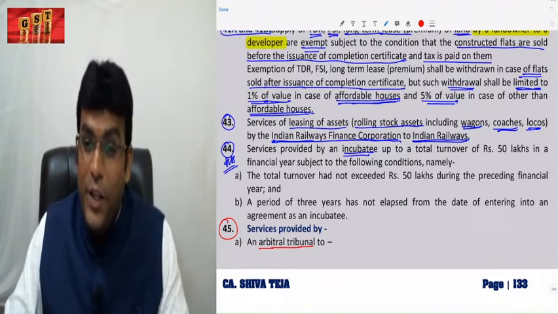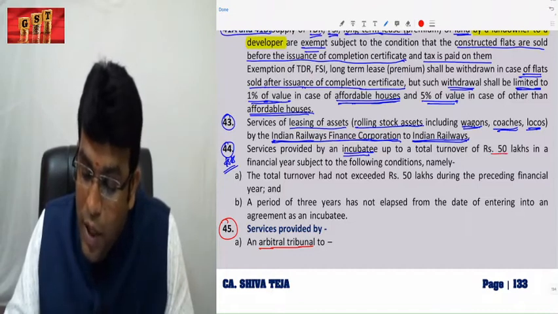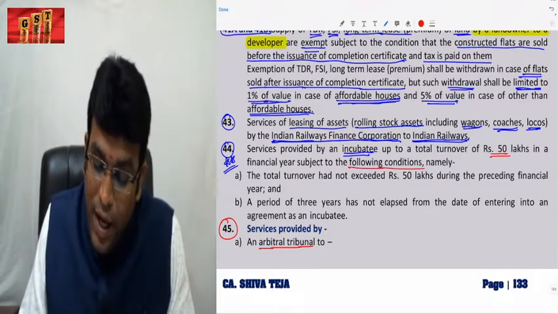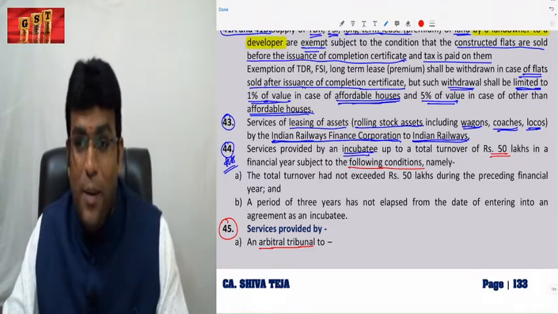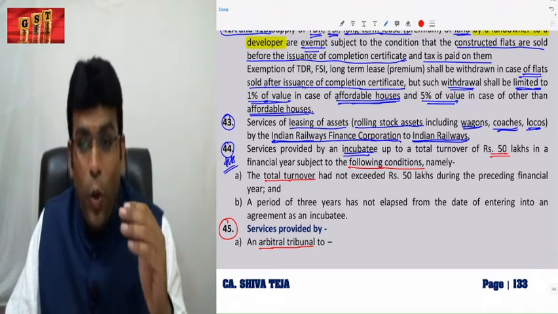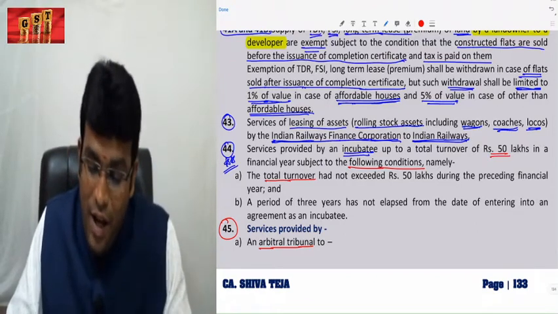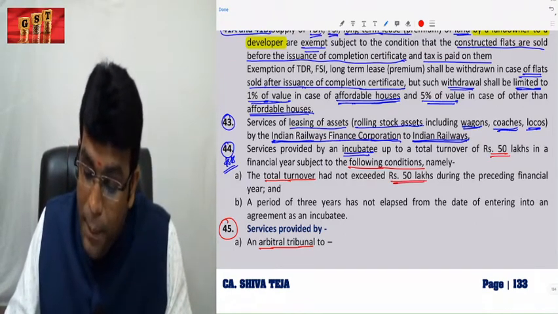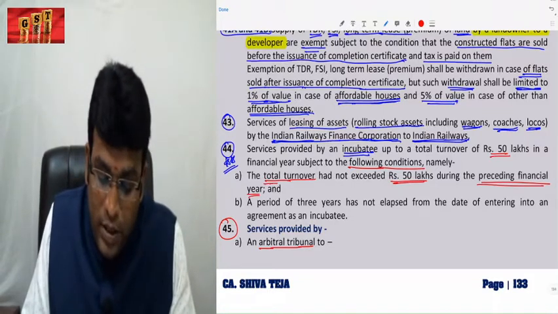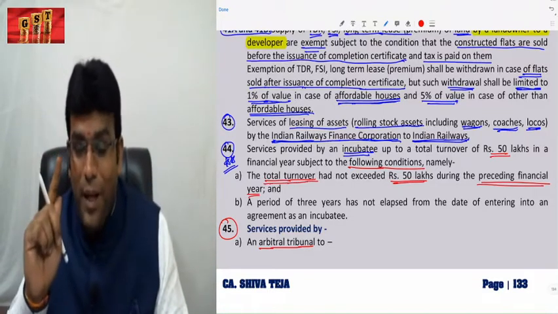Services provided by an incubatee up to total turnover of 50 lakhs in the financial year, subject to the following conditions. What is the condition? Come on. Total turnover has not exceeded 50 lakhs during the preceding financial year. I repeat one more time.